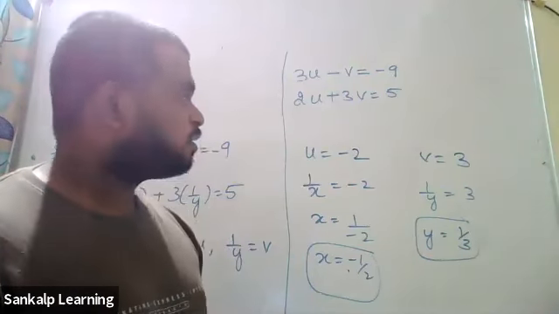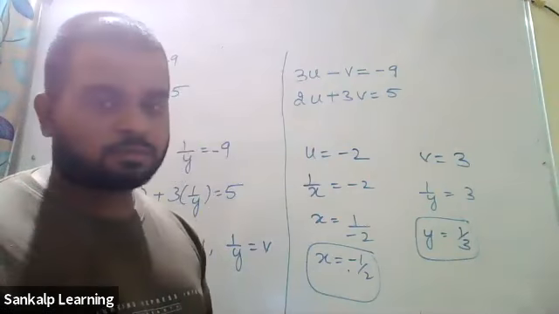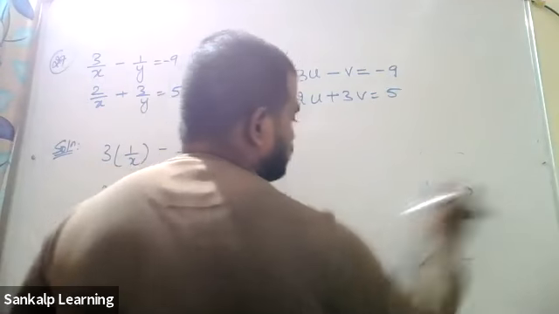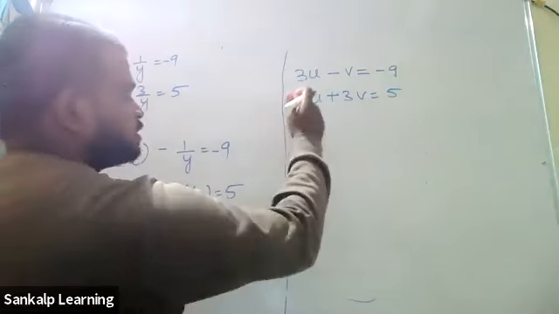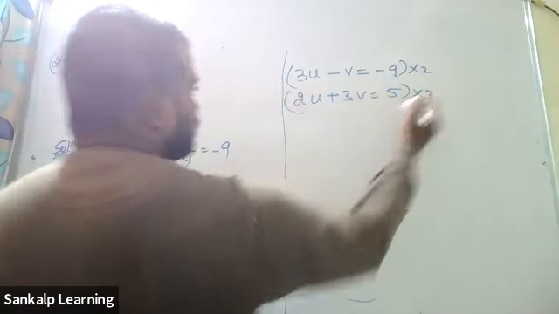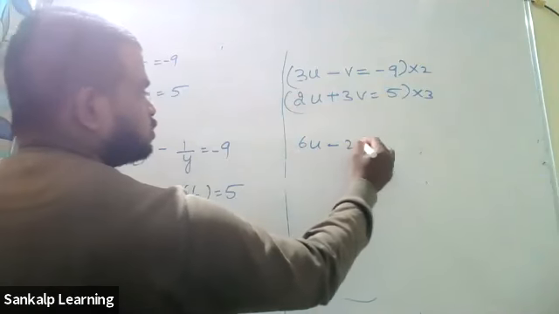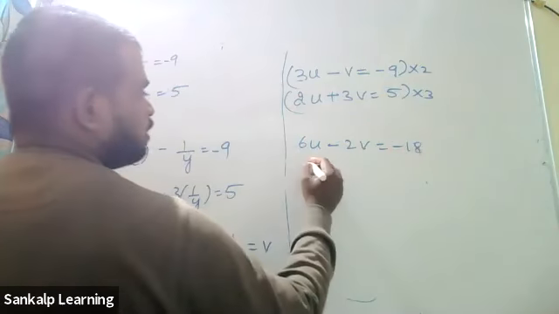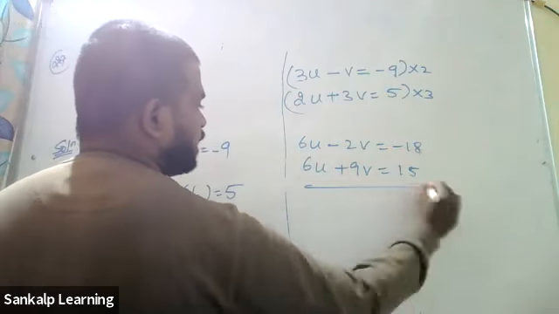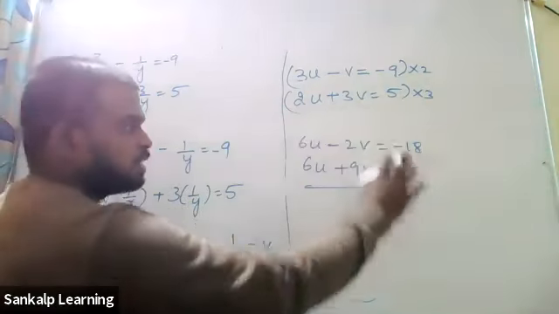Sir, after subtracting, I got the value minus 7v equals 3, that means minus 3. Okay, I think there is some mistake. Let's take it out. Here the coefficients are not the same. You have to multiply by 2 here and by 3 here. So you get 6u minus 2v equal to minus 18, and 6u plus 9v equal to 15. Is it correct or have you made any mistake? Just observe in this step.